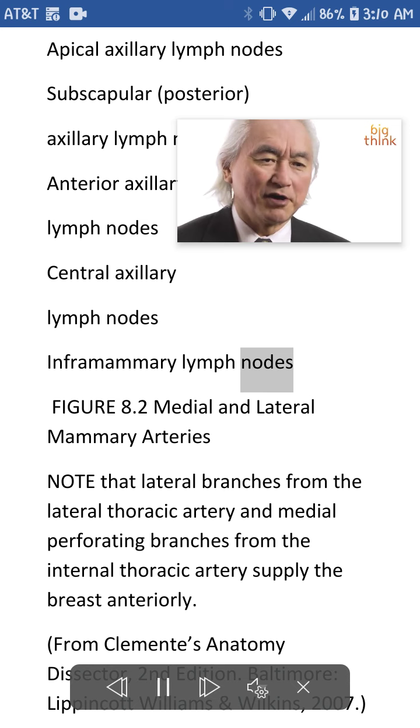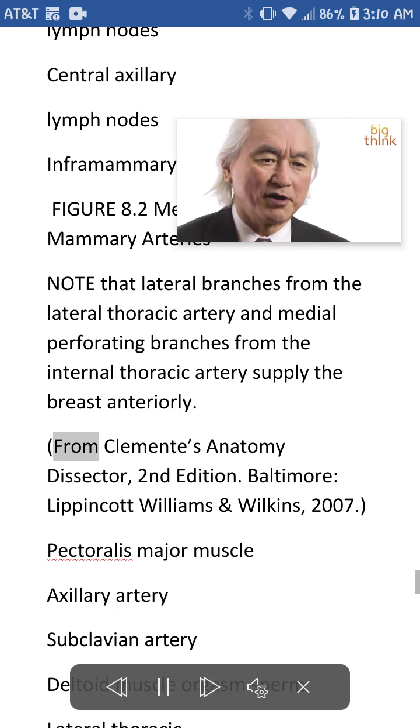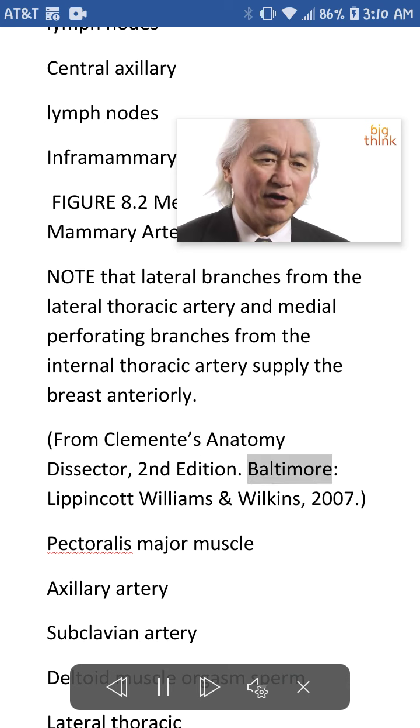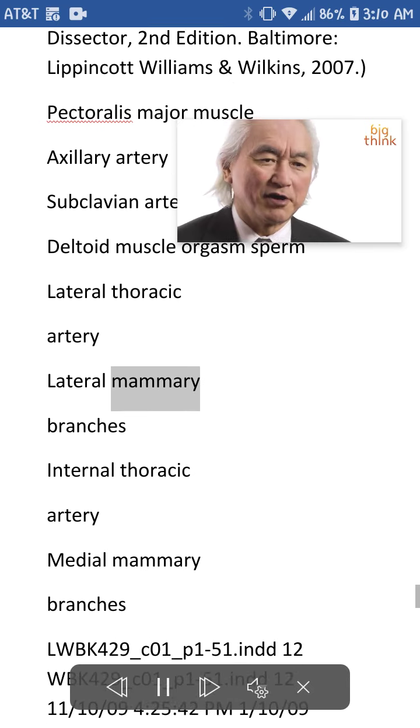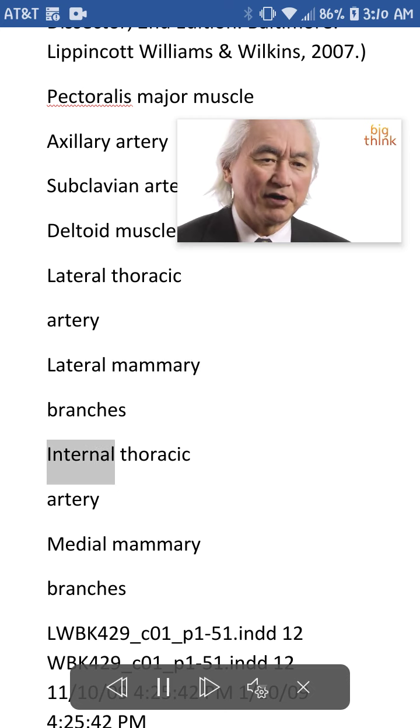Inframammary lymph nodes. Figure 8.2: Medial and lateral mammary arteries. Note that lateral branches from the lateral thoracic artery and medial perforating branches from the internal thoracic artery supply the breast anteriorly. From Clemente's Anatomy Dissector, 2nd edition. Baltimore, Lippincott, Williams & Wilkins, 2007. Pectoralis major muscle, axillary artery, subclavian artery, deltoid muscle, lateral thoracic artery, lateral mammary branches, internal thoracic artery, medial mammary branches.